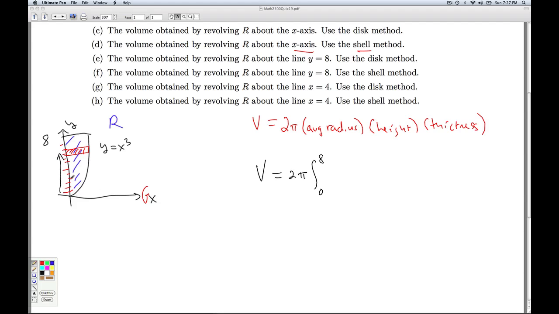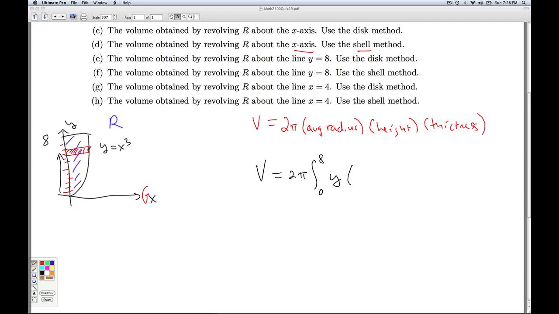Alright, now I've chopped up the y-axis, so for a point on the y-axis, how far are you to the x-axis? Well, if I'm at y equals 1, I'm 1 unit away. If I'm at y equals 2, I'm 2 units away. If I'm at a certain y value y, I'm y units away. That's my average radius.